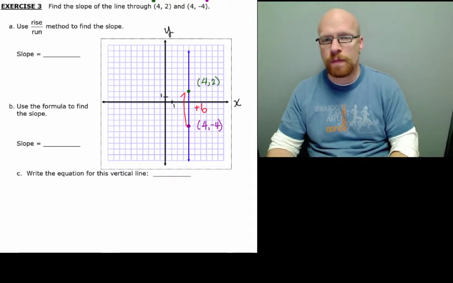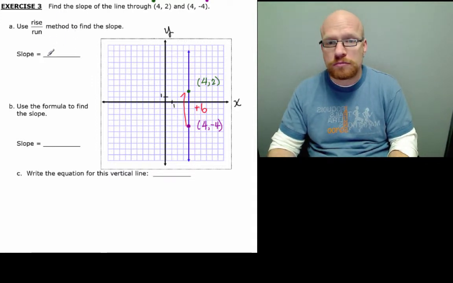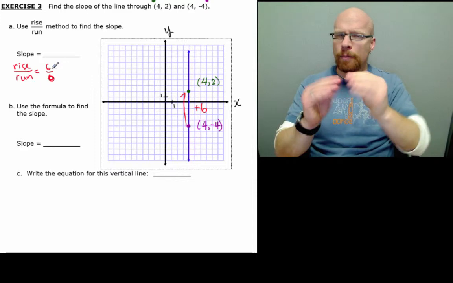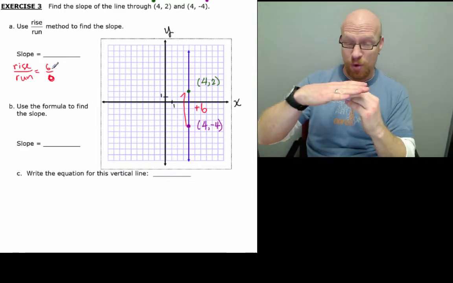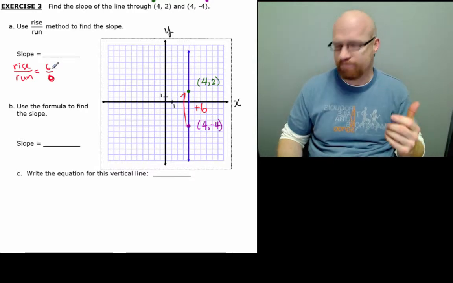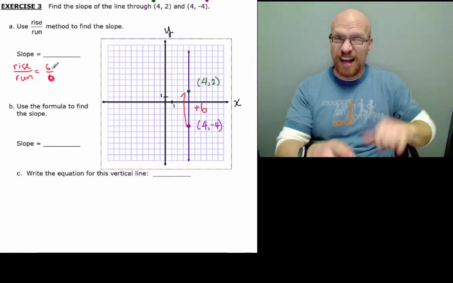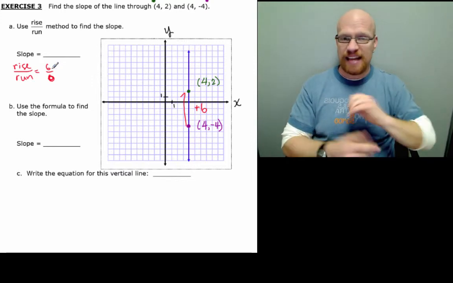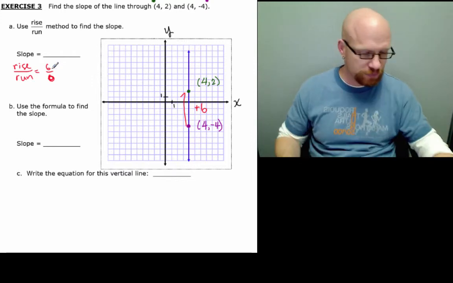Any number divided by 0 is called undefined. So therefore, that's the slope. We call that undefined. It doesn't have any numerical value.